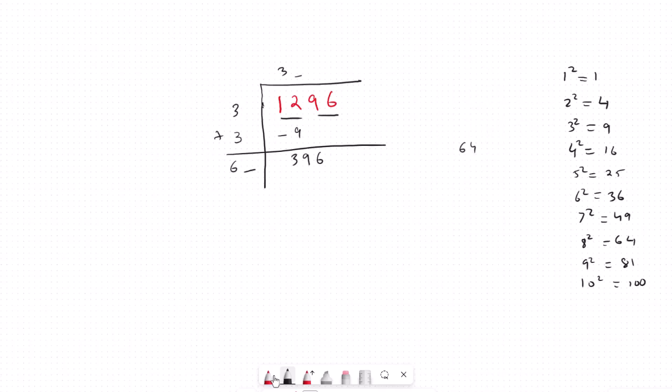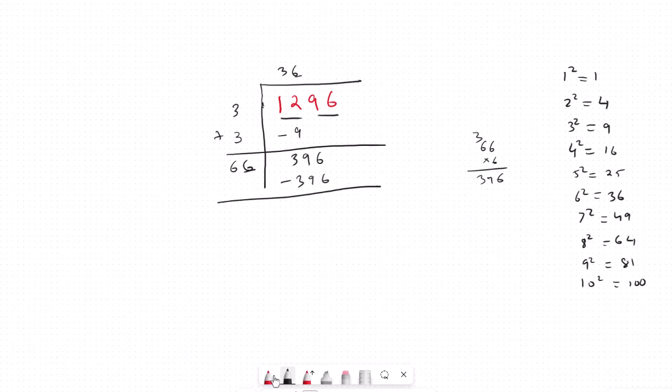So 64 times 4. 4 times 4 is 16. 4 times 6 is 24. Add 1, we get 25. 256. Too small. So let's do the next one from here that is ending in 6. Let's take 6 square. So that means 66 times 6. 6 times 6 is 36. Carry 3. 6 times 6 is 36. Add 3, you get 39. 396. So 66 times 6 equals 396.